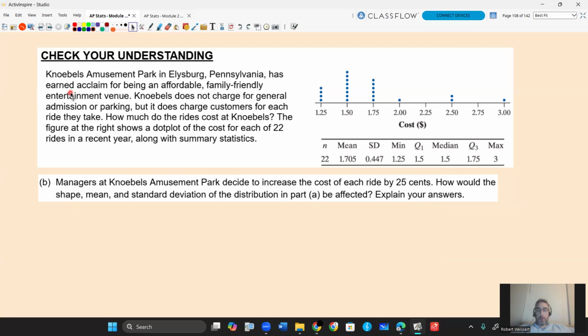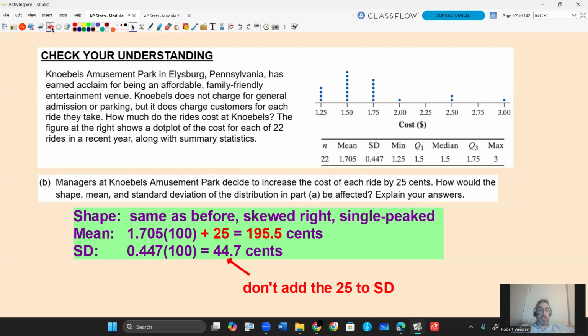Managers at Knoebels Amusement Park decide to increase the cost of each ride by 25 cents. How would the shape, mean, and standard deviation of the distribution in part A be affected? Explain your answers. Well, the shape's not going to change. It's going to be skewed right, single peaked. The mean, since we can add or subtract, we are going to add that 25 on to that 170.5, so you'll get 195.5 cents. And then with standard deviation, remember, we don't add, so that 25 will not get added. You'll be stuck at 44.7 cents. The spread has not changed.